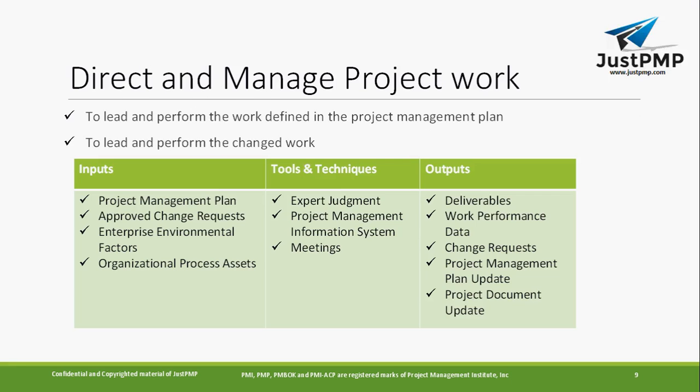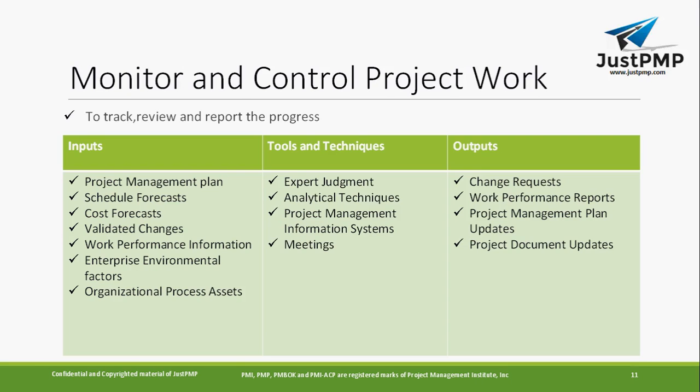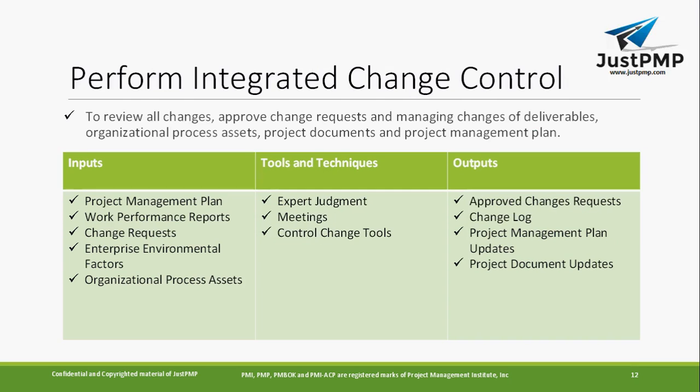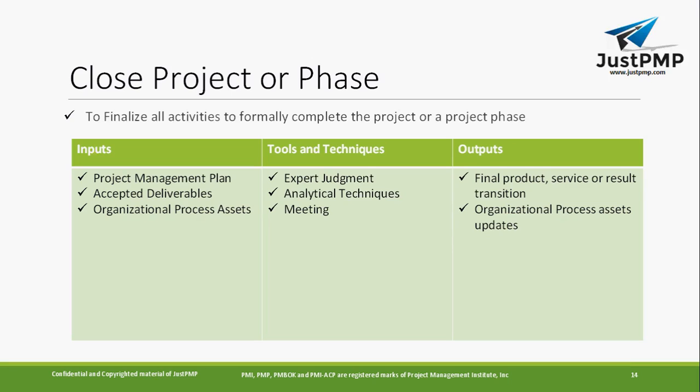Direct and manage project work. This is basically to lead and perform the work defined in the project management plan. So what you have defined in the project plan, you're going to follow and execute accordingly. Then we have already covered the logical sequence of the project. Monitor and control is to track, review, and report the progress. Perform integrated change control: any changes should go through this process. Then you will have a configuration manager as a part of integrated change control. Then at the end you'll have the final close project, where you close your project activities. Okay.